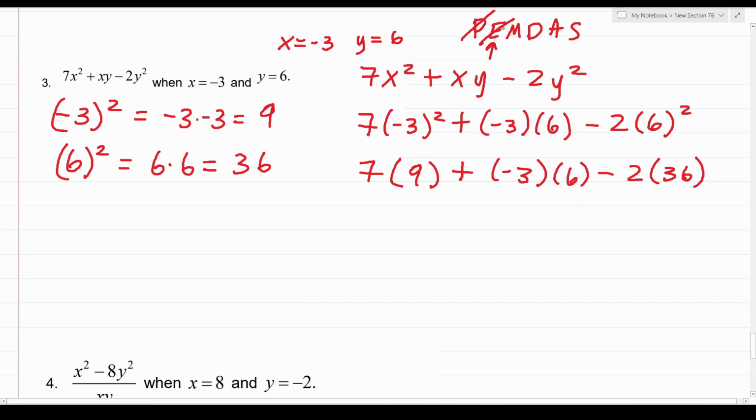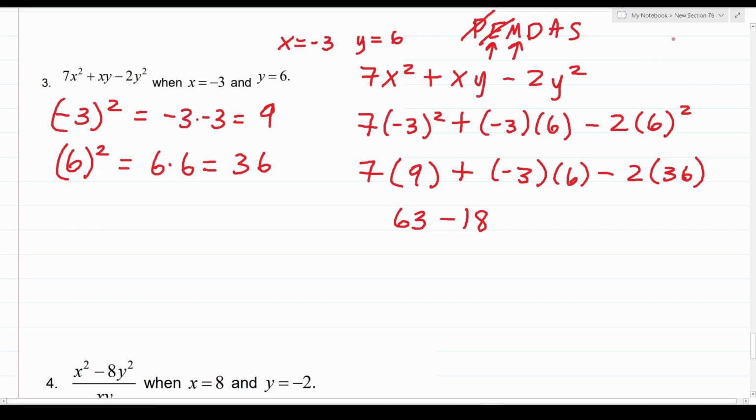All right, so we took care of our exponents. What do we have left? We have multiplication, 7 times 9, addition, multiplication, subtraction, and multiplication. So let's go ahead and take care of our multiplication. What is 7 times 9? That's going to be 63. And what is negative 3 times positive 6? That's negative 18. And then finally, what's negative 2 times 36?